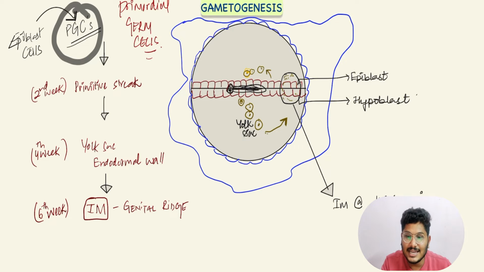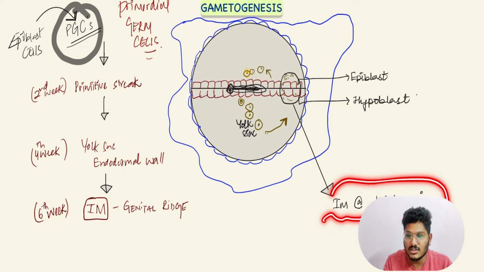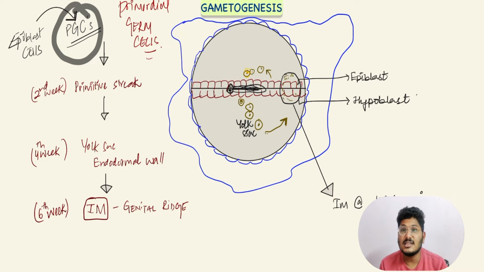What is this genital ridge area? The genital ridge is the intermediate mesoderm tissue located near the urogenital system. This genital ridge is the place where the male and female genital systems, the testes and ovaries, develop. So they migrate at the sixth week to the intermediate mesoderm near the urogenital sinus, called the genital ridge. This is how migration of primordial germ cells occurs from the epiblast cell layer towards the genital ridge at the sixth week of development.